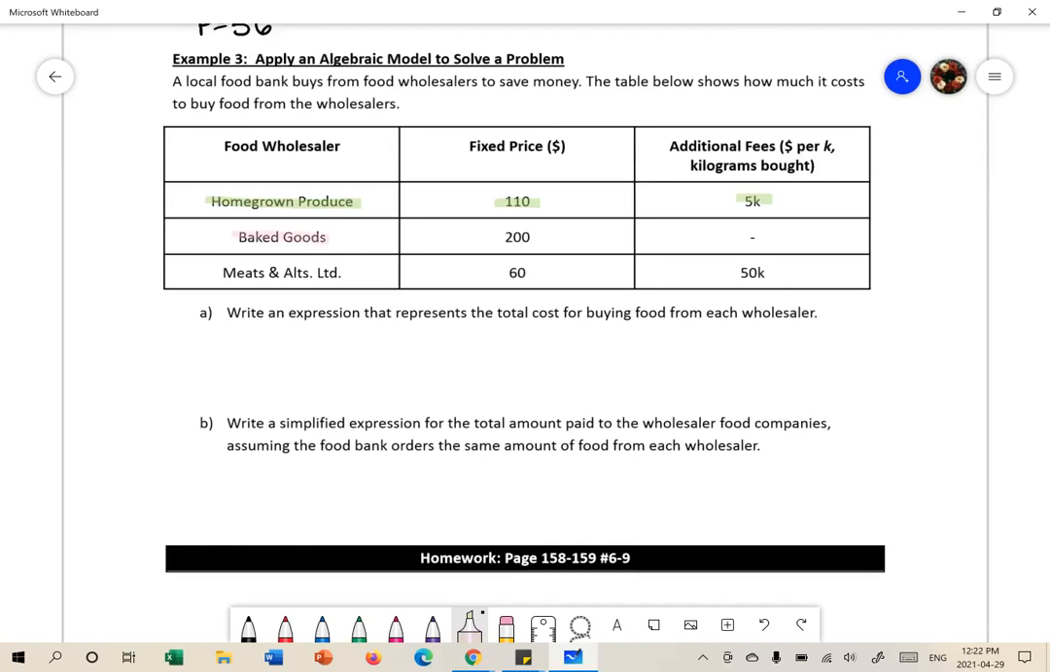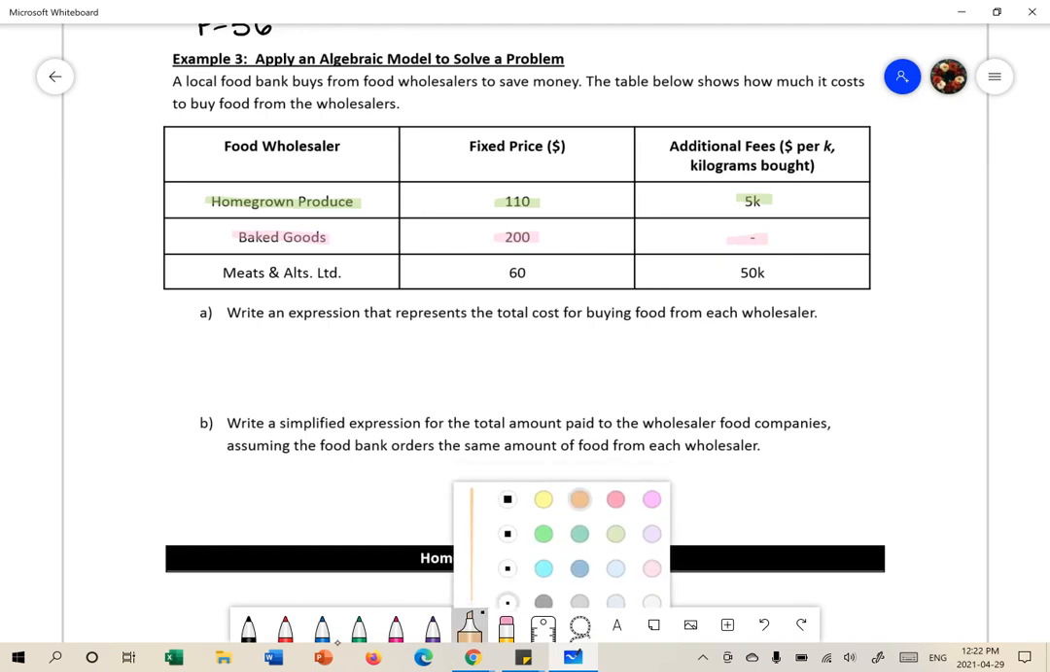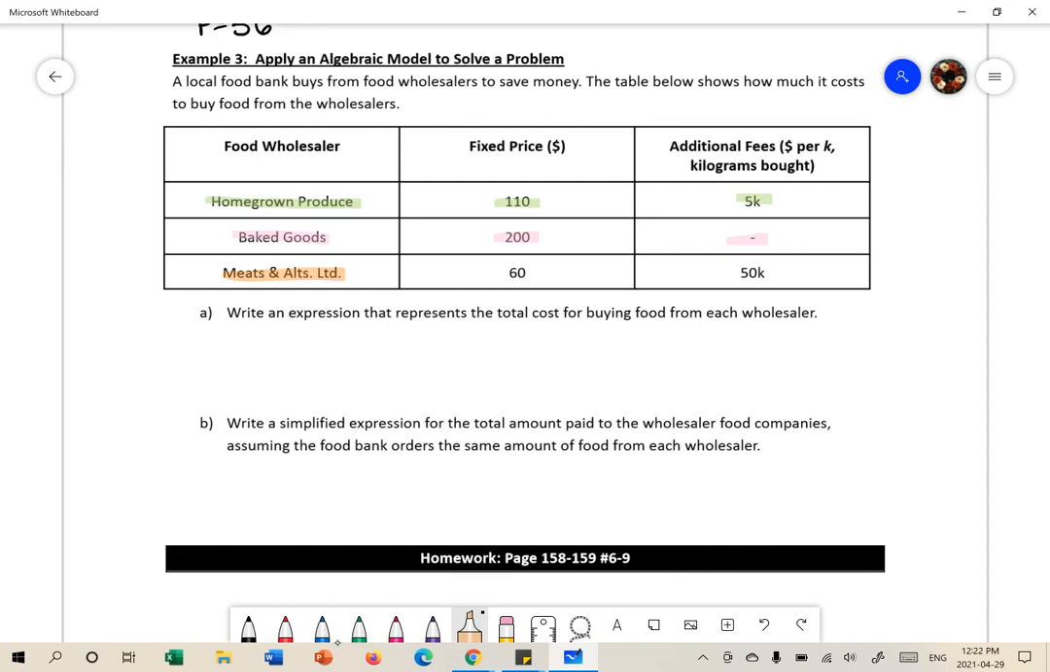Next, baked goods charges a fixed price of $200. And this dash just means that they don't have an additional fee. So it's just $200 every time you buy from baked goods. And finally, Meats and Alternatives Limited. They have a fixed price of $60. So this company charges a significantly less fixed price than the other companies, but their additional fee per kilogram is significantly more at $50 a kilogram.